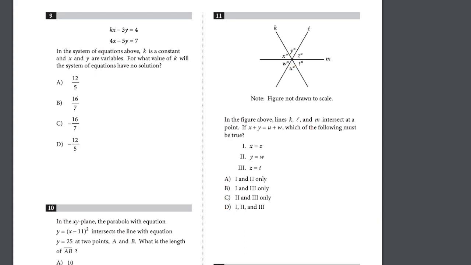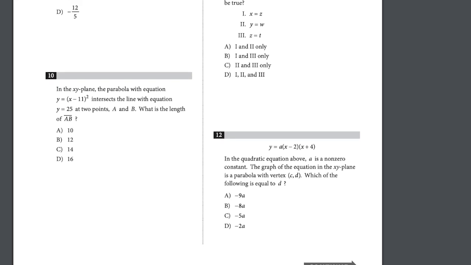Okay. Let's see, number 12. Here's a really good one, and I'm going to explain. I think there are other ways to solve this problem, but they take too long, so I'm going to explain the shorter way. So solving number 12. Here we have a quadratic equation. A is a non-zero constant. The graph of the equation in the xy plane is a parabola with the vertex (c, d). Which of the following is equal to d? So here's the thing.